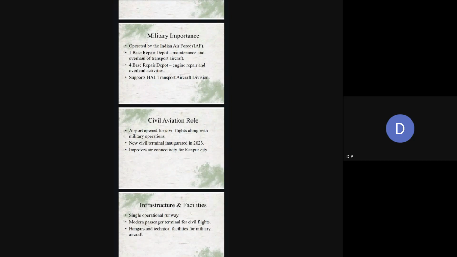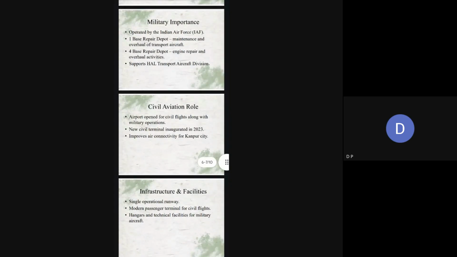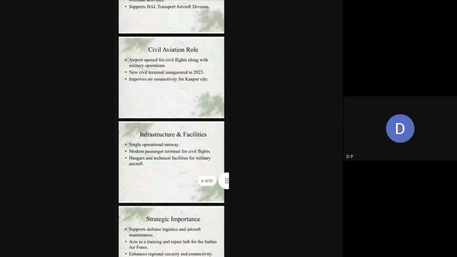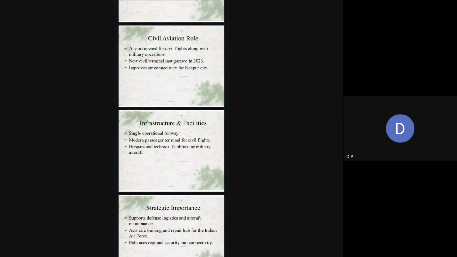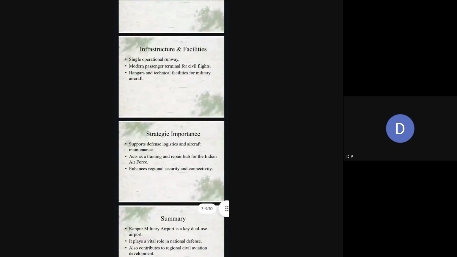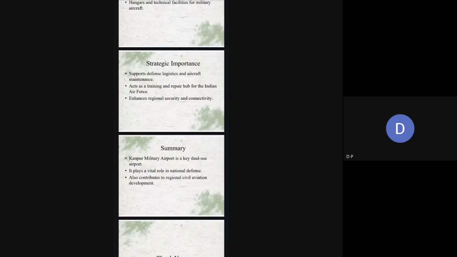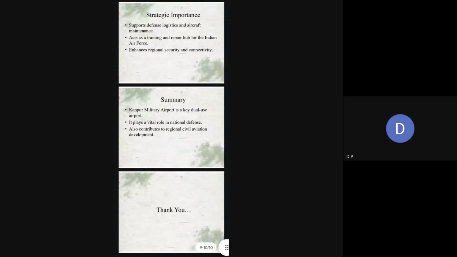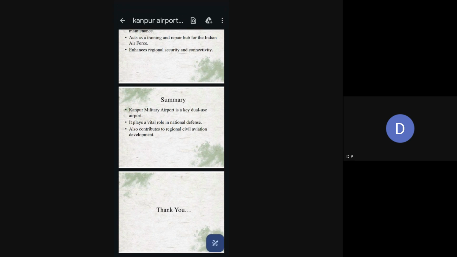A new civil terminal inaugurated in 2023 improves air connectivity of Kanpur city. Infrastructure and facilities: single operational runway, modern passenger terminal for civil flights, hangars and technical facilities for military aircraft. Strategic importance: supports defense logistics and aircraft maintenance, acts as a training and repair hub for the Indian Air Force, enhances regional security and connectivity. Summary: Kanpur Military Airport is a key dual-use airport. It plays a vital role in national defense and also contributes to regional civil aviation development. Thank you, sir.